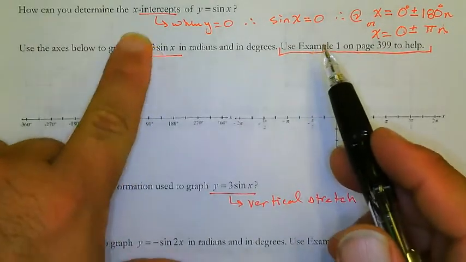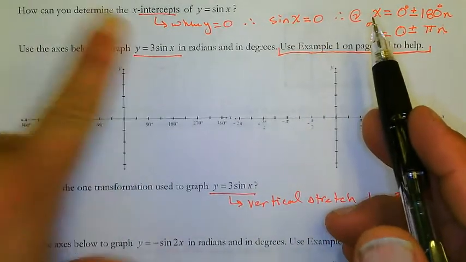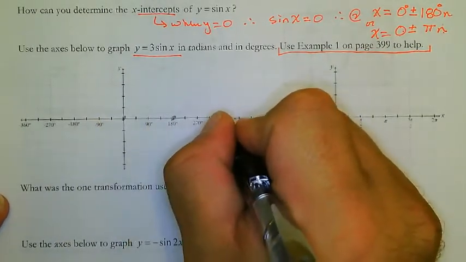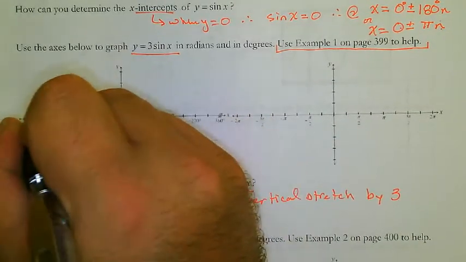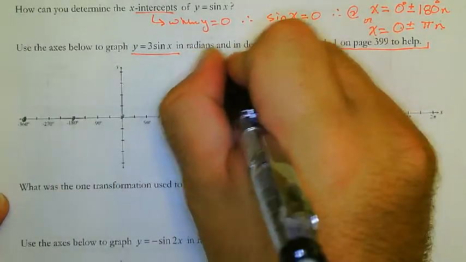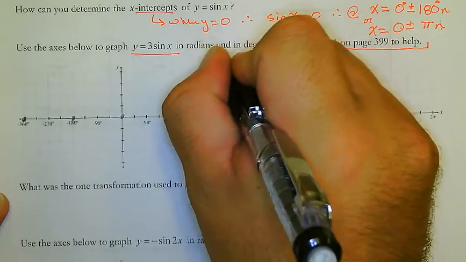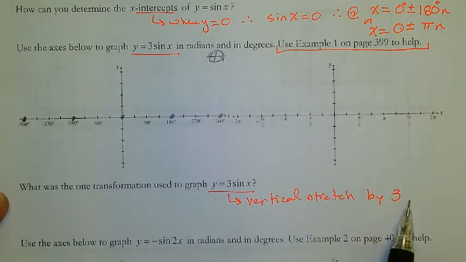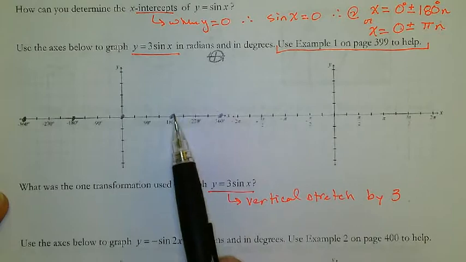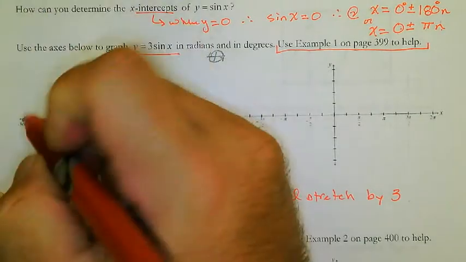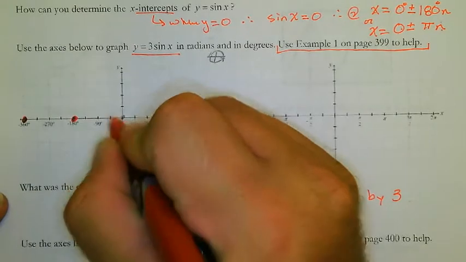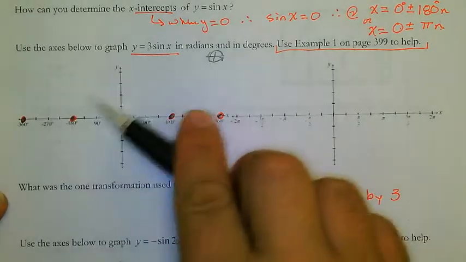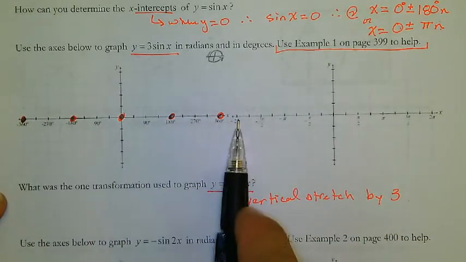But if I just had y equals sine of x, I know that at 0, the sine function is 0, and every half revolution, the sine function will be back at 0. Okay, well, what if I stretch 0 vertically by 3? Well, 0 times 3 is still just 0. So I know I am going to have these same x-intercepts. If I stretch vertically, I'm not changing the x-intercepts.